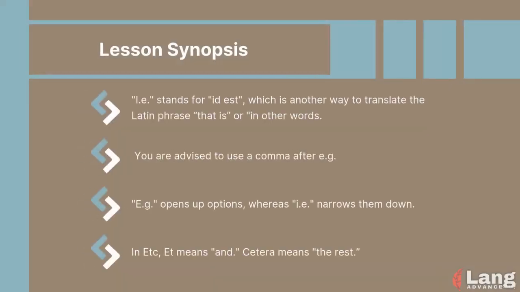Lesson synopsis. i.e. stands for id est, which is another way to translate the Latin phrase that is, or in other words. You are advised to use a comma after e.g., or exempli gratia. e.g. opens up options, whereas i.e. narrows them down. In etc., et means and, cetera means the rest.